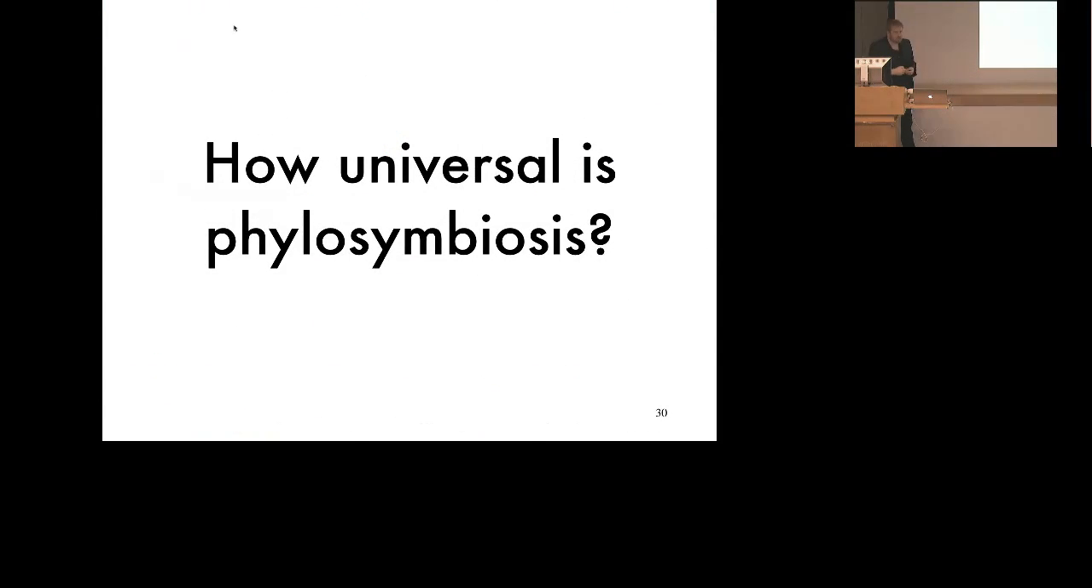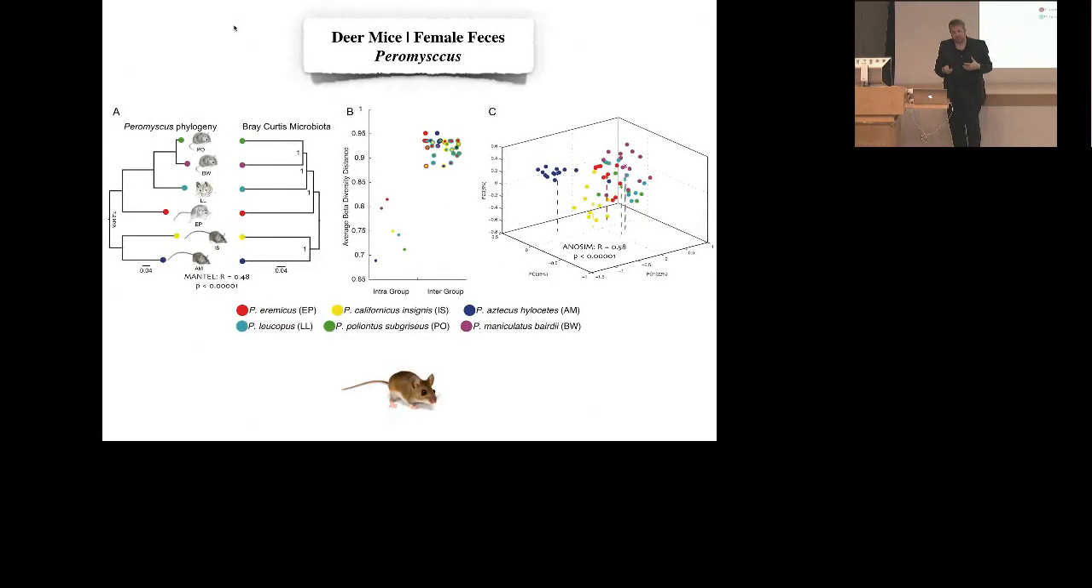So we've been pushing this a little forward. We want to know how common this is. When you control for the environment, do hosts just collect a random array of microbes, or do they collect a phylosymbiotic set of microbes? So we're doing this in vertebrates and invertebrates. We started with deer mice, which is a great system. They're studied for interspecific differences. There's a stock center where deer mice are cultured all on the same diet, and we're able to show phylosymbiosis between the Peromyscus deer mice phylogeny and the microbiota dendrogram.